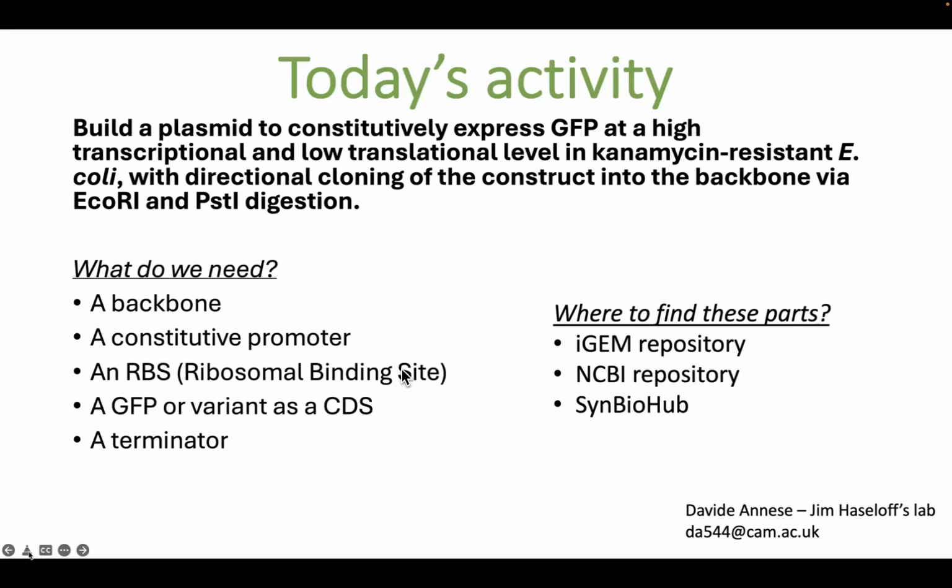So it starts the amino acidic chain. And then we're going to need GFP variants as a CDS part, which is the proper protein that is going to be expressed. At the end, we're going to need a terminator as well, which is the sequence of RNA that is going to tell the polymerase to stop transcribing.